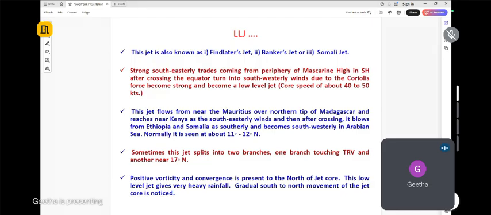The strong southeasterly trade winds, after crossing the equator, become southwesterly due to Coriolis force, become strong and become the low-level jet. And generally positive vorticity and convergence are seen to the north of the jet core. It gives very good rainfall, especially along the west coast.